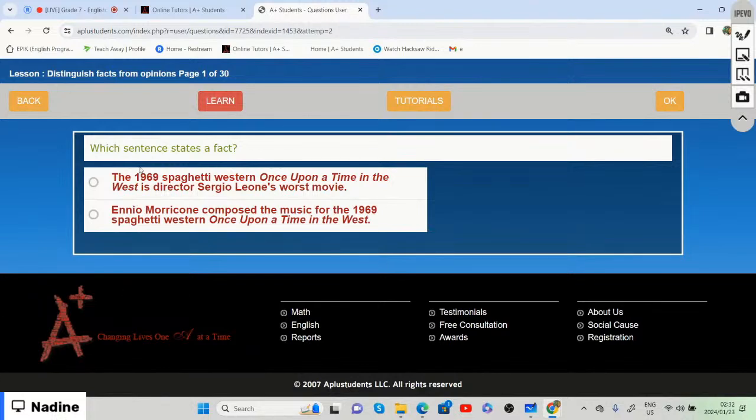So we need to select the facts. Is it the 1969 spaghetti western Once Upon a Time in the West is director Sergio Leone's worst movie, and Ennio Morricone composed the music for the 1969 spaghetti western Once Upon a Time in the West?